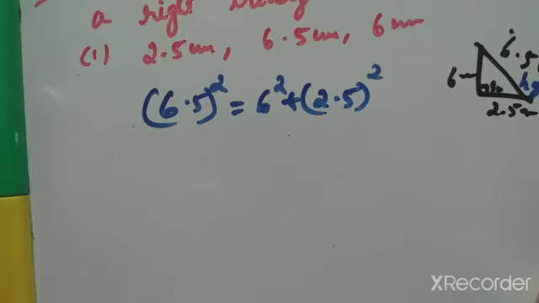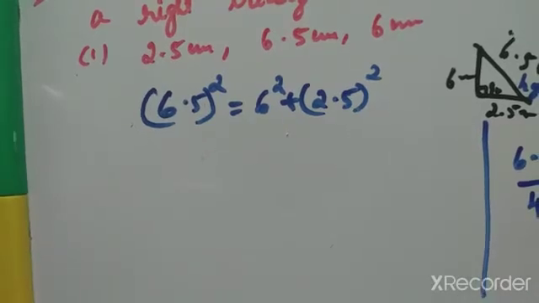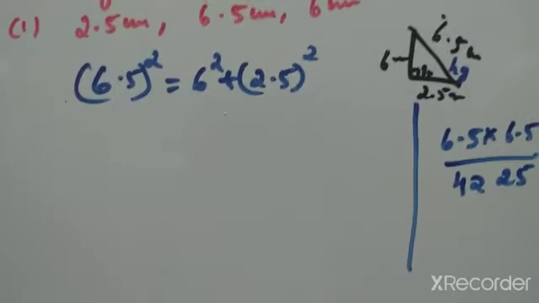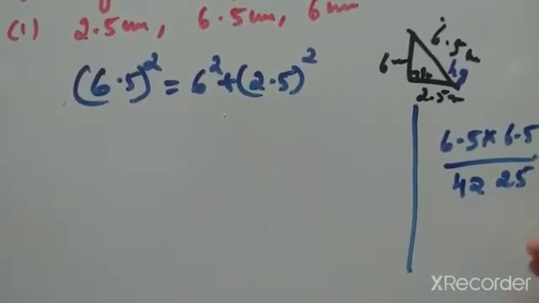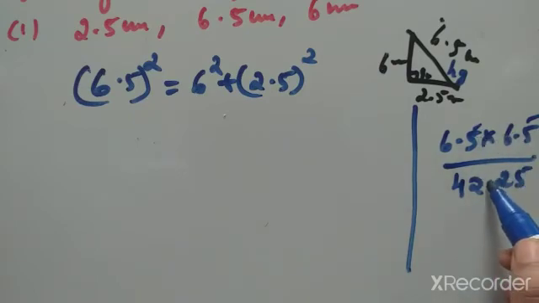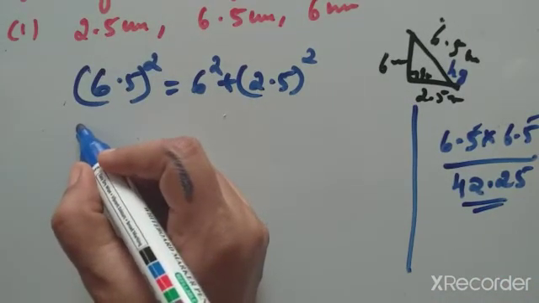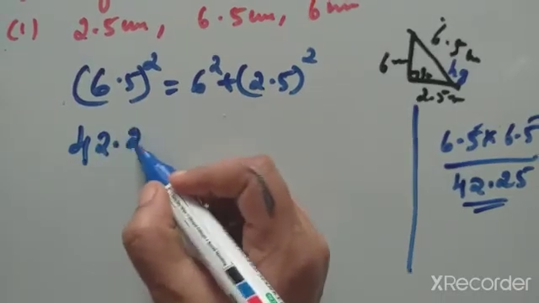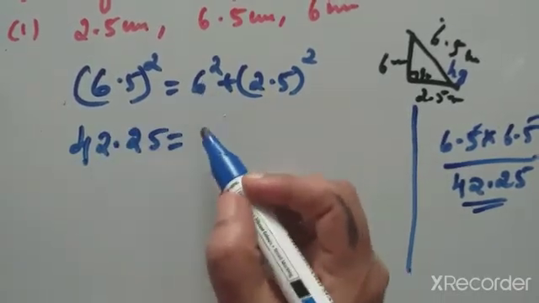Now 6.5 into 6.5: after multiplying 6.5 into 6.5 you get 4225. Multiply and check, children. This is 4225. There is one digit after the point in each number, so 1 plus 1 means 2 digits after the point. In the answer you have to put the point after 2 digits. So 6.5 into 6.5 is 42.25. Then 6 square means 6 into 6.